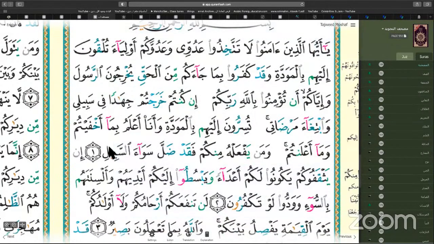Okay. This is a big ayah. You want to do half, or can you do all of it, or what's the deal? I want to do half of them. Okay, we'll pause right here. Go ahead.